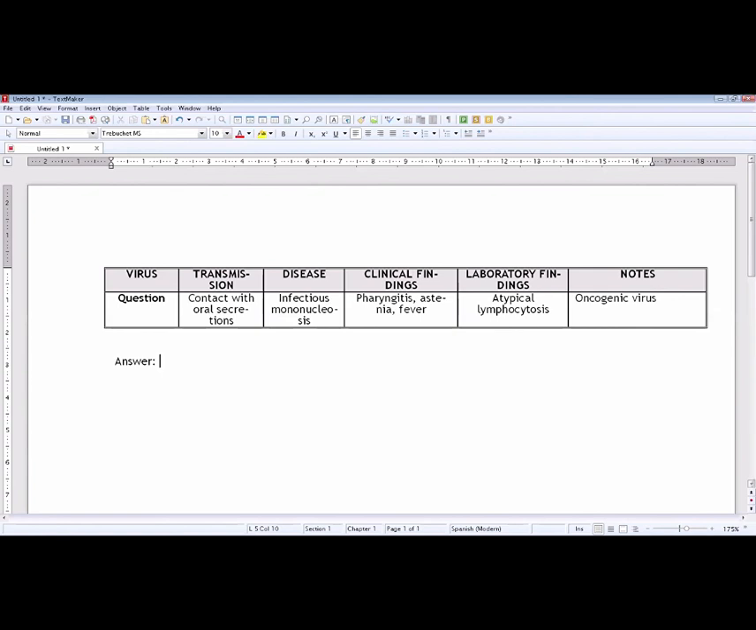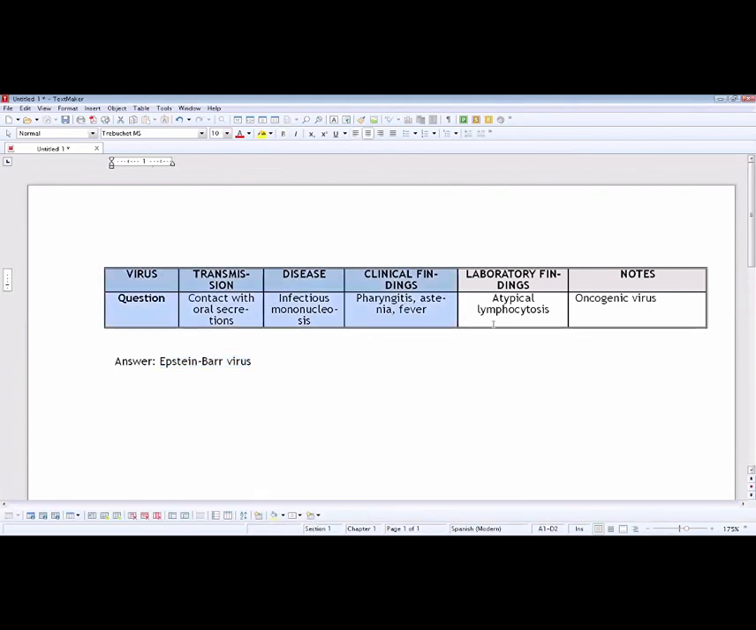Can anyone answer this question? No idea? Can you please give the answer to this question? No, it's very late. Epstein-Barr virus. The answer to this question is Epstein-Barr virus. Okay? So this is an example of the questions that you will have in the exam. Fill in the blanks. The same as this one, but with bacteria, not with viruses.